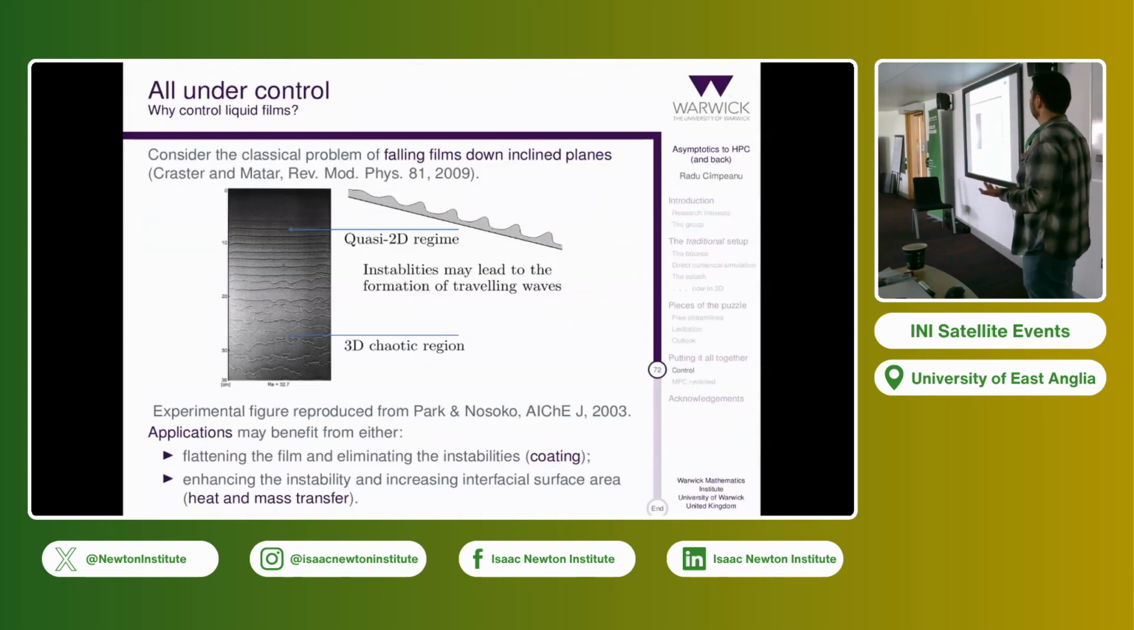So the setup is the same that we know and love. You have a falling film down an inclined plane that in this setup would develop nonlinear saturated waves in 2D, and in 3D it may descend into spatio-temporal chaos of one type or another. We're interested in controlling these because of either, say, coating or heat or mass transfer applications.